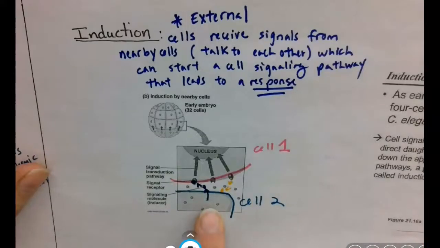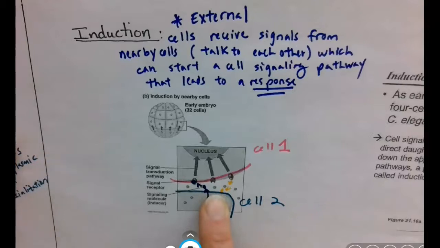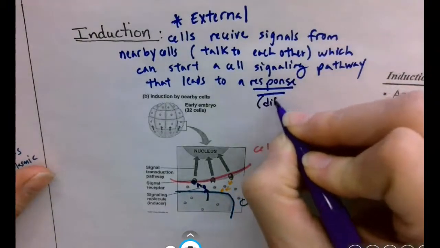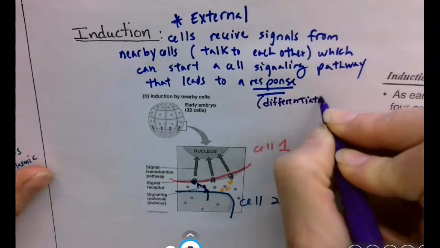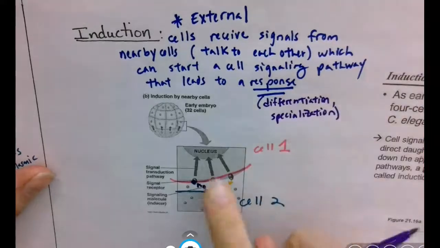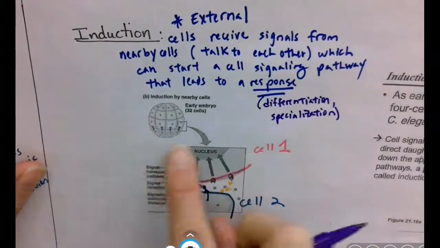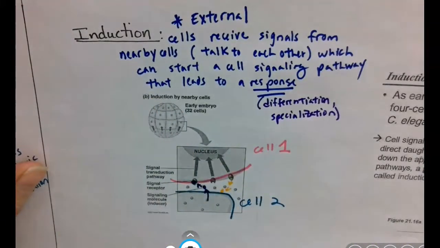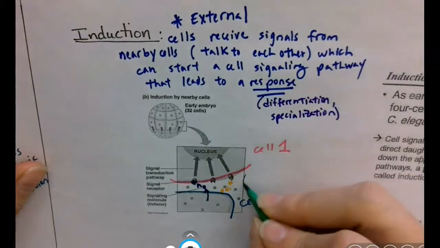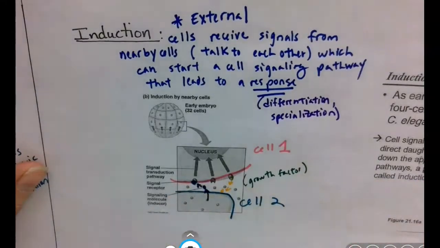So basically, these cells can release signals that travel to other cells, and the cells can talk to each other, which can start a cell signaling pathway that leads to a response. And the response we're really looking at here is differentiation and specialization. So it could be a nuclear response turning on and off genes to allow the cell to specialize. Right? And you can see the blastula right here. Sometimes the message can even be something like a growth factor, telling a certain type of cell to divide more often.